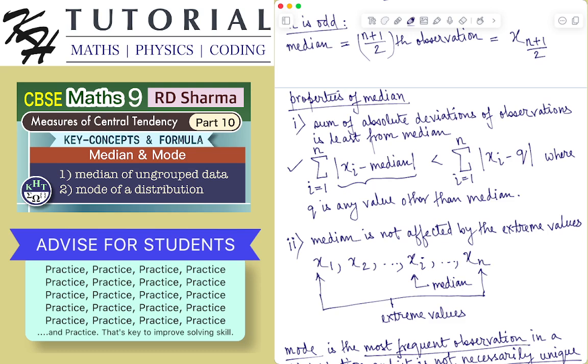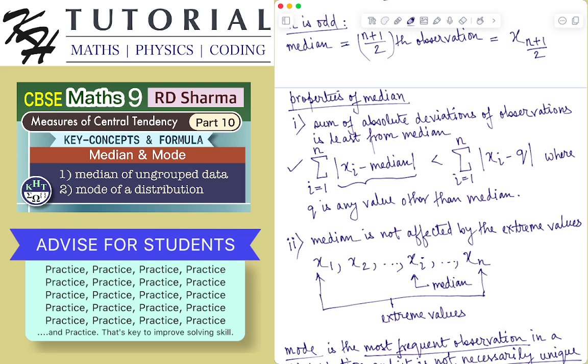This will always be less than the sum of absolute deviations of the observations from any other value q, where q is any value other than the median. So if q is the mean, then also the sum of absolute deviations from the median will be less than the sum of absolute deviations from the mean.